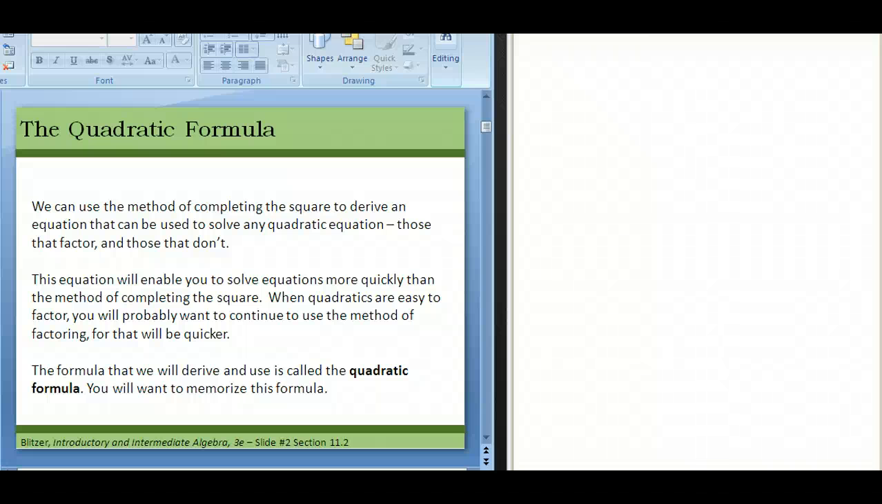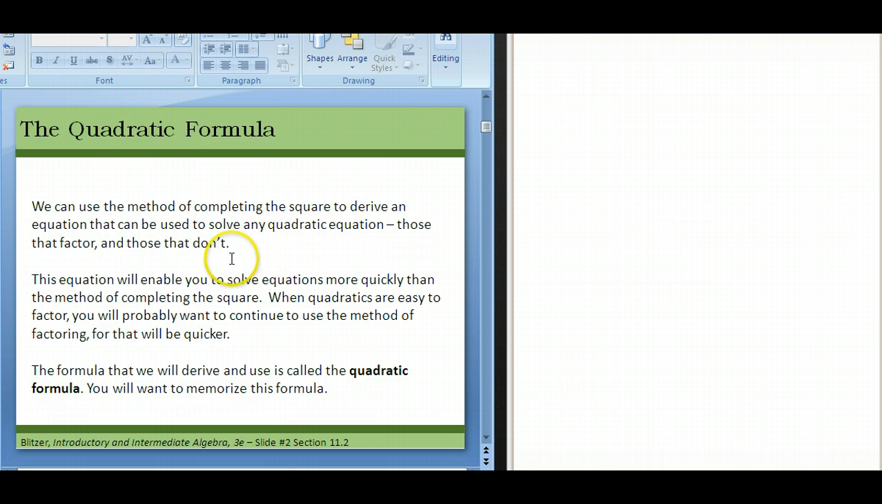Hi Math 95. In this video we're going to begin a new section, 11.2, where we continue to work with quadratic equations, but now we're going to learn a new way to solve quadratic equations. We can use the method we talked about in 11.1, where we were working with completing the square, to come up with a new equation to solve any quadratic equation.